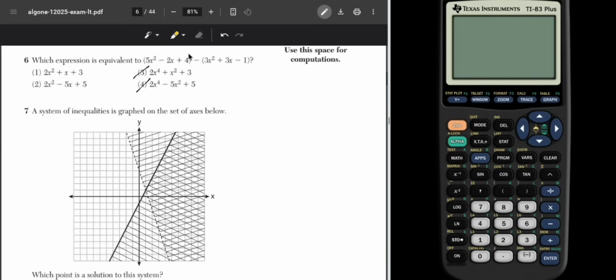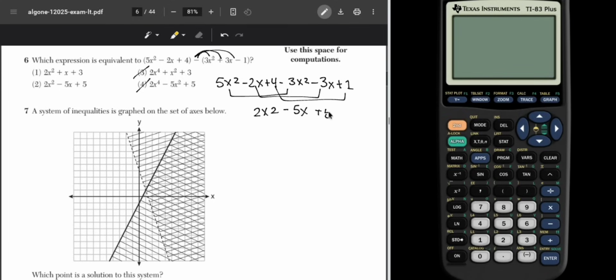Now, be careful of your sign. This is a minus, so I'm going to distribute that through all my terms. So I have 5x squared minus 2x plus 4 minus 3x squared minus 3x plus 1. See, minus negative 1 is plus 1. So now I combine like terms. So 5x squared minus 3x squared is 2x squared. Negative 2x minus 3x is negative 5x. And then 4 plus 1 is 5. And I know that is going to be answer choice number 2.